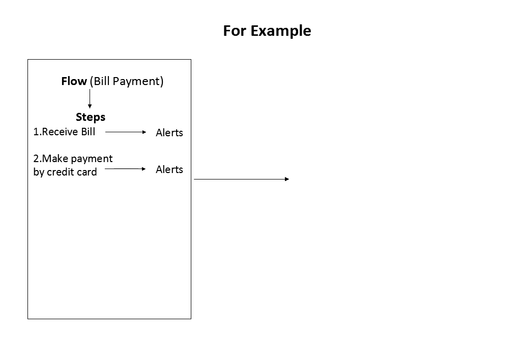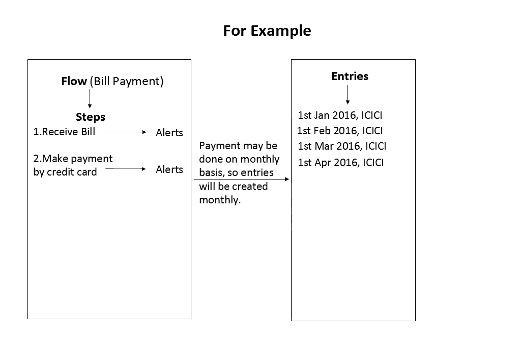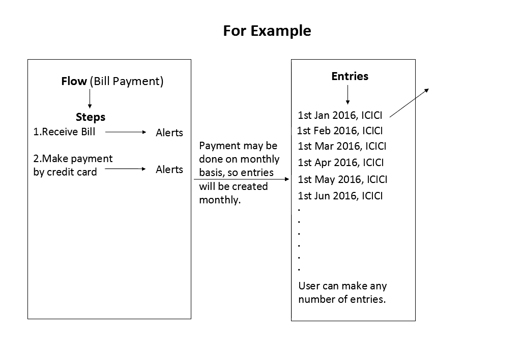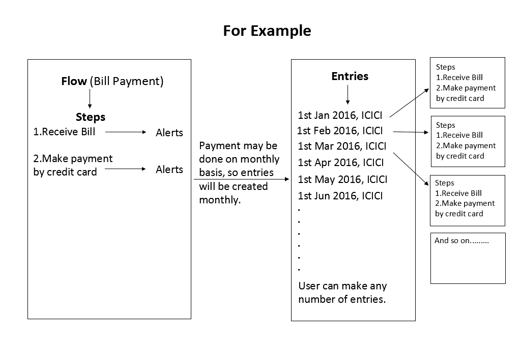Suppose a credit card payment has to be done monthly, so entries will be created every month. It can be 1st Jan, 1st Feb, 1st March, 1st April, 1st May, 1st June and so on. Each entry will contain both the steps defined in the flow. The user can get a reminder for every entry the user creates.